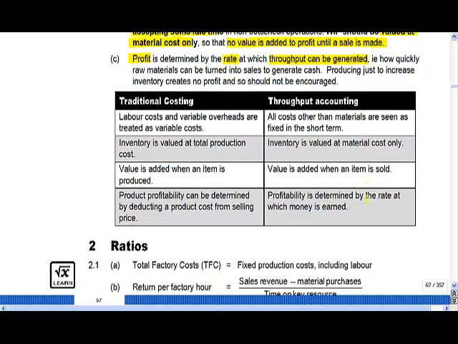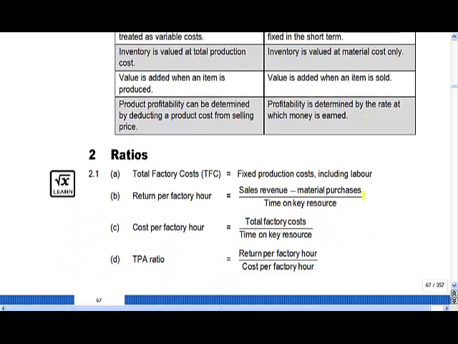Now section 2 introduces the ratios that we need in a throughput accounting environment. We've got three key ratios really. One is return per hour, the other cost per hour, and then our throughput accounting ratio itself. The first one we're given here, total factory costs, well that feeds into our cost per hour formulae. So return per hour, sales return less material purchases, nothing else in there at all.